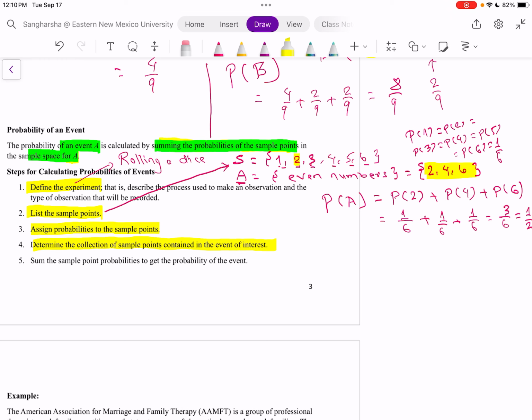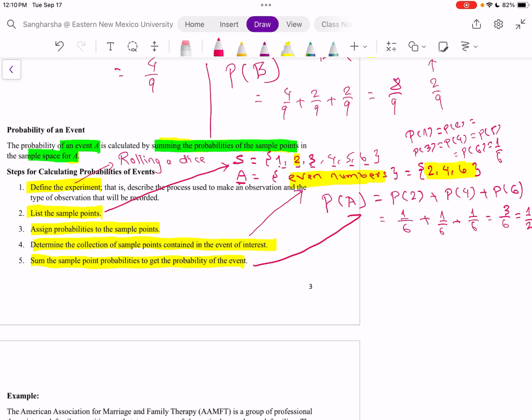After that, we determine the collection of sample points contained in the event. Our event of interest is even numbers. So we collect the sample points, and those sample points are 2, 4, 6. So we collect the sample points contained in the event of interest. This is our next step. And at the end, we sum the sample point probabilities to get the probability of the event. And this is our last step.